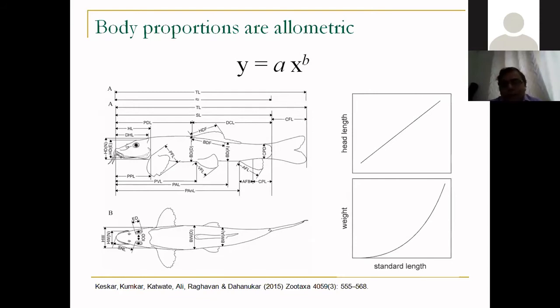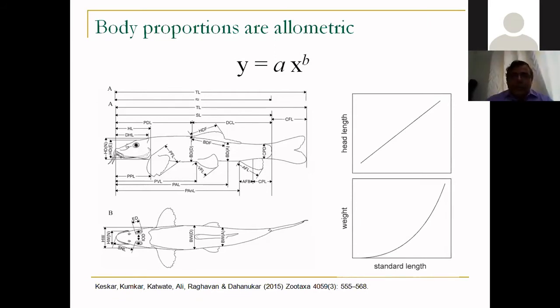Now, the first thing you have to understand is that body proportions are allometric. The reason why they are allometric is that when an organism grows from a smaller size to a larger size, different body parts grow in proportion. So it doesn't happen that when an organism is becoming larger, the head of the organism will become unnecessarily much larger than the rest of the body. No, it will not happen. The way in which the head will grow will be in proportion to the rest of the body.